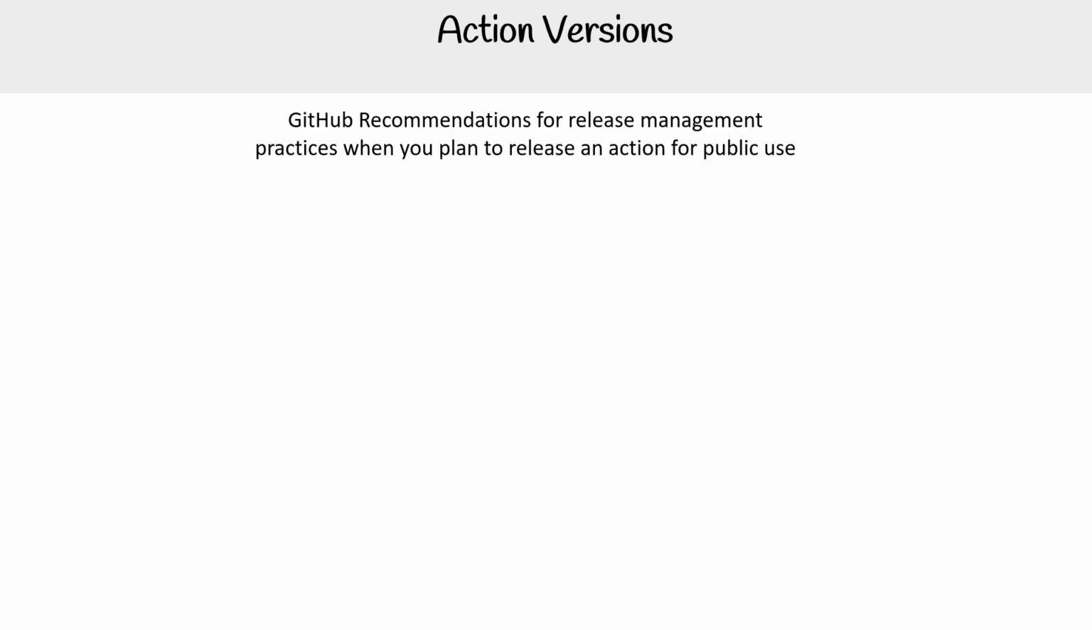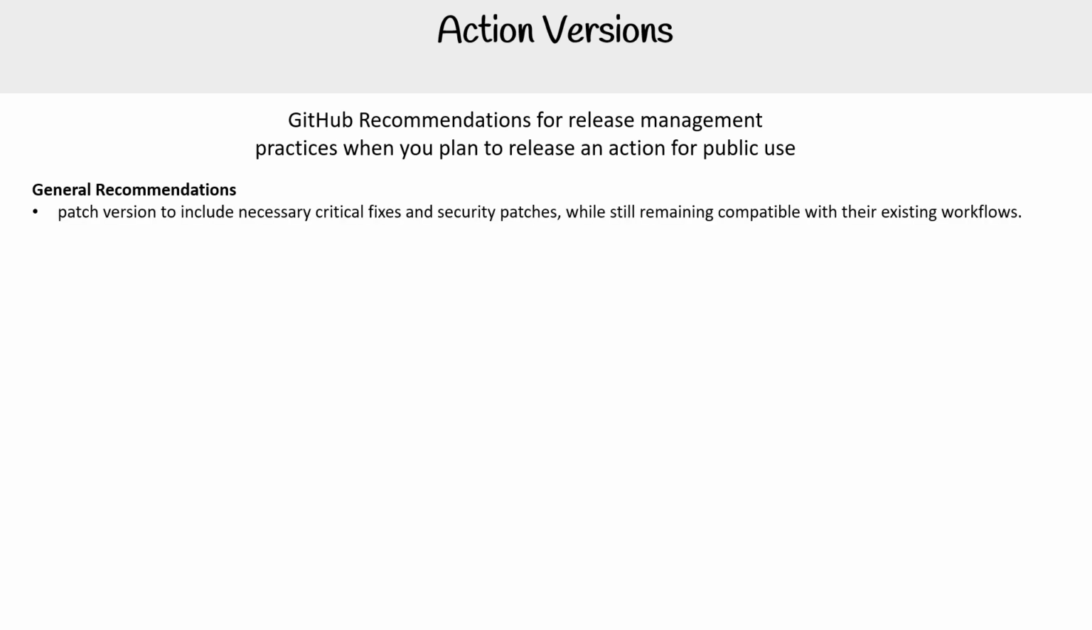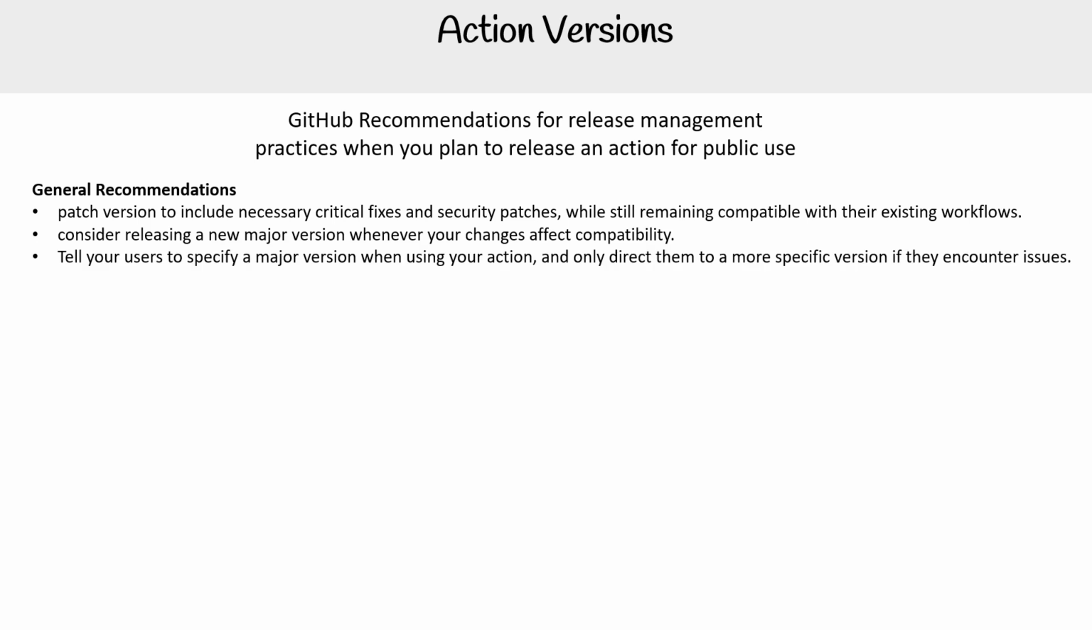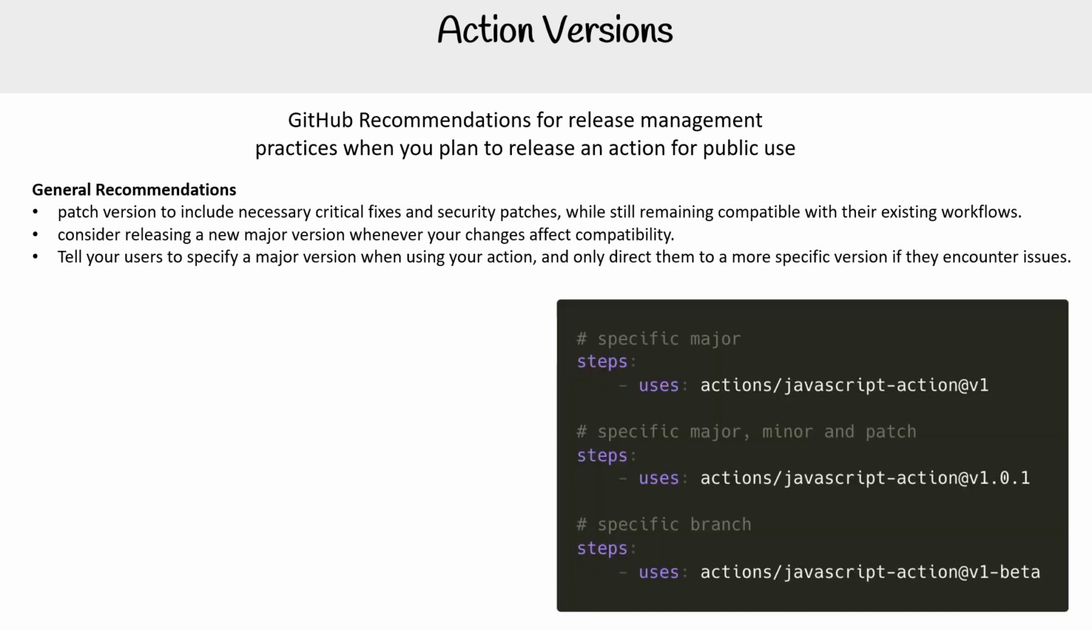So GitHub recommends some strategies that you should apply when you are trying to release an action for public use. The general recommendation is to patch version to include necessary critical fixes and security patches, while still remaining compatible with existing workflows. Consider releasing a new major version whenever your changes affect compatibility. Tell your users to specify a major version when using your action, and only direct them to a more specific version if they encounter issues.